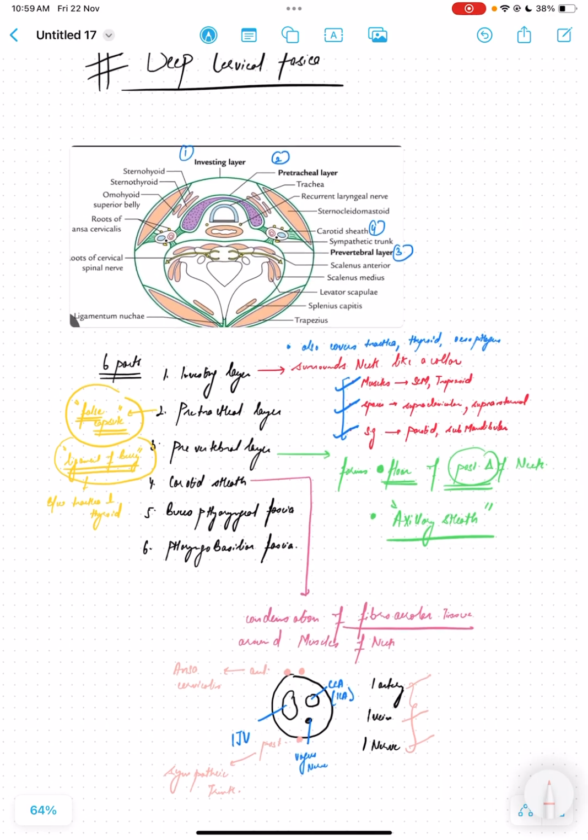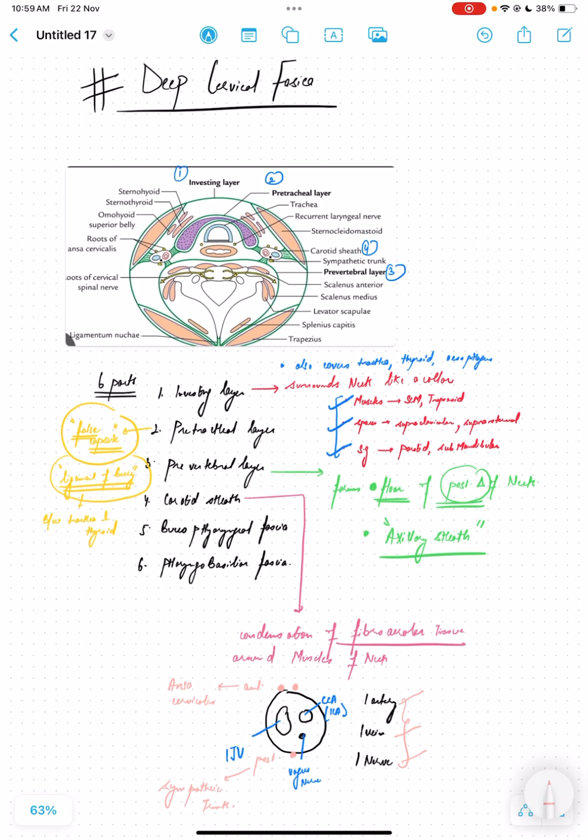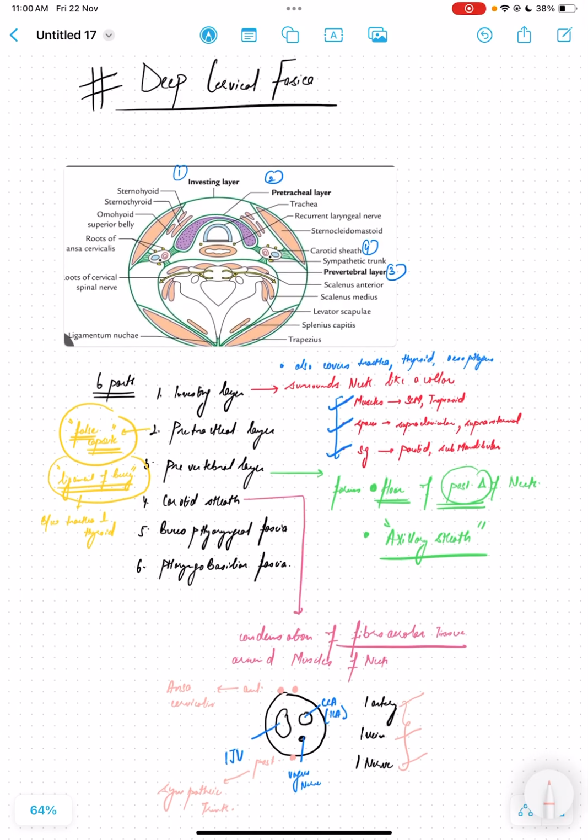Rest, you should know all the contents of the deep cervical fascia. Firstly is our investing layer, then the pretracheal layer, then the prevertebral layer, then the carotid sheath, then the buccopharyngeal fascia, and at the last we have the pharyngobasilar fascia. The investing layer surrounds our neck in the form of a collar involving two muscles, two glands and two spaces. The pretracheal fascia involves the thyroid, the suspensory ligament of Berry and the false capsule. The prevertebral layer forms the floor of the posterior triangle of the neck and involves the axillary sheath. And at last the carotid sheath involves one artery, one nerve and one vein, that is the internal jugular vein, vagus nerve and the common carotid artery, involving the internal carotid artery. All of this you have to remember about the deep cervical fascia in very short.